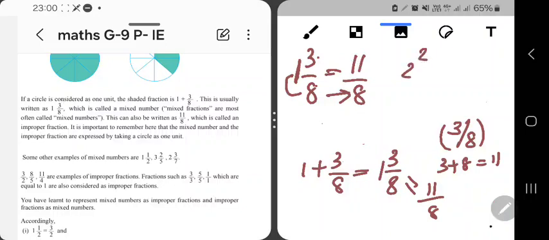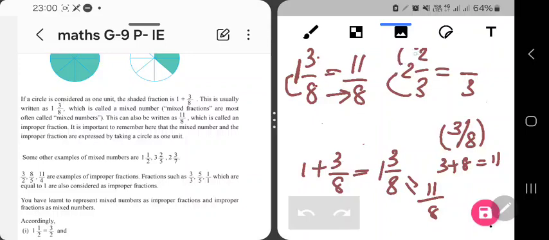So if someone gives this mixed number, to make it an improper fraction, we have to keep the 3 there, and above it we have to calculate 3 times 2 is 6, and then add these 2. So 6 and 2 is 8. So this is the improper fraction of the mixed number.